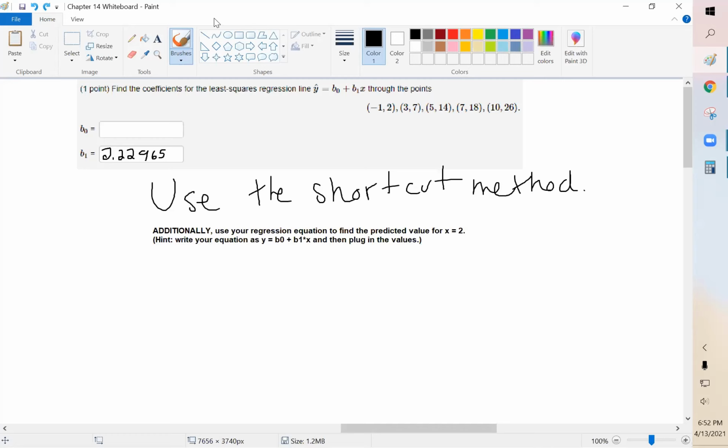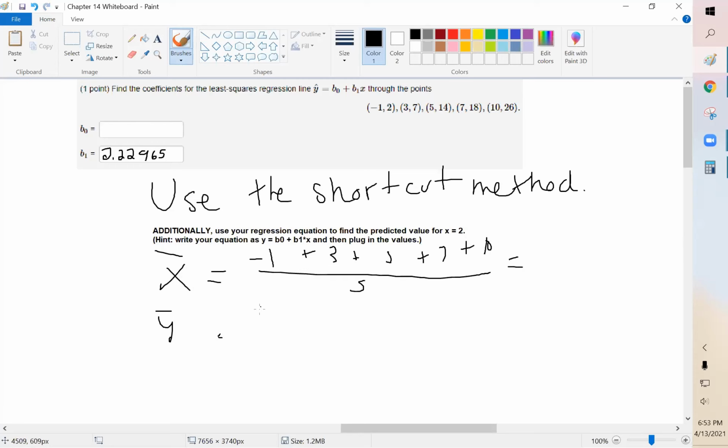Does anyone need more time? Okay. Let's start. We got to get our X bar and our Y bar first. Our X, I'll just write the whole thing out since it's only 5 of them. We have -1, 3, 5, 7, and 10. And we have 5 data points. Our other one, we have 2, 7, 14, 18, and 26.